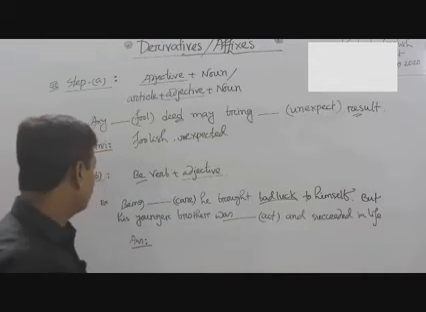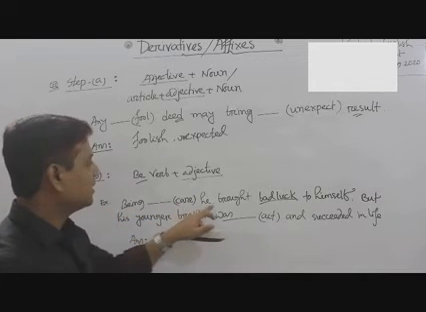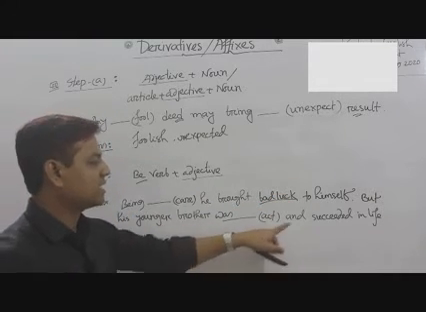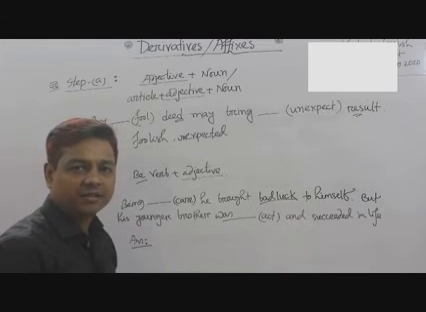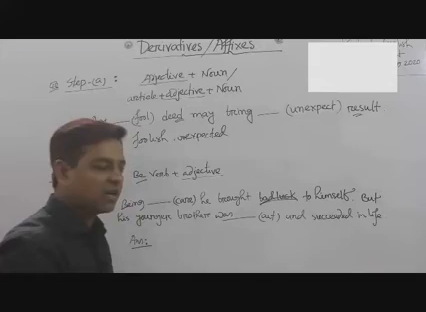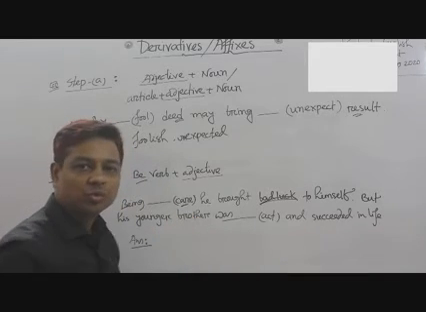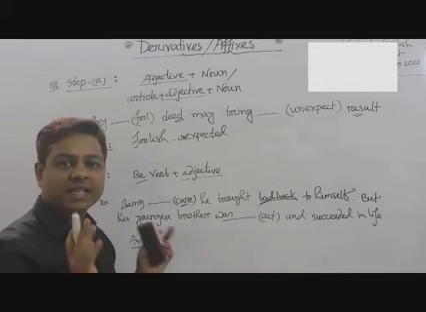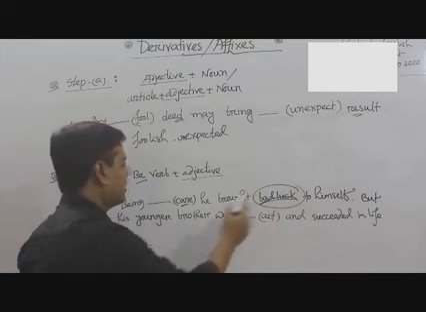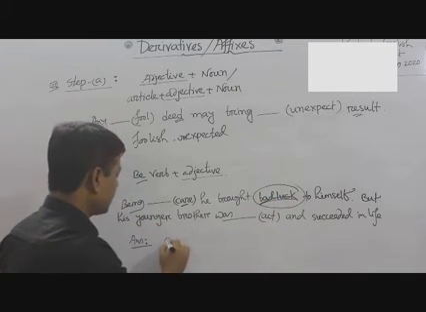Let's see an example. Being care, he brought bad luck to himself, but his younger brother was act and succeeded in life. According to the meaning, here is the word bad luck. Care has 2 adjective forms. One is careful and another is careless. As he has brought bad luck, after be verb we will use careless.